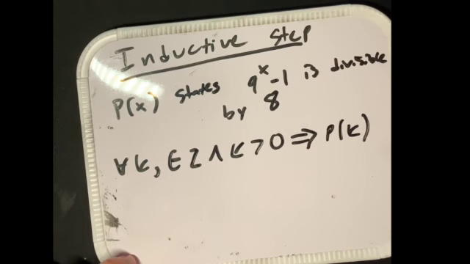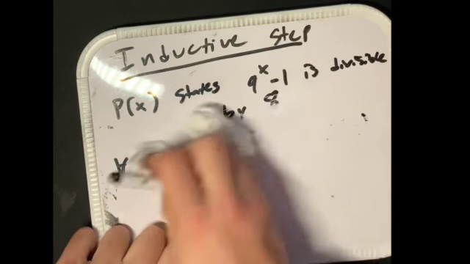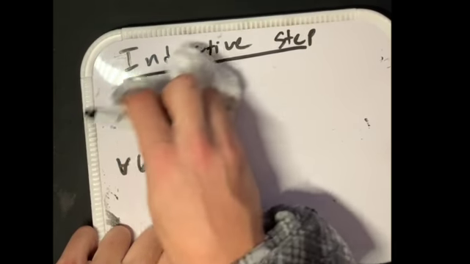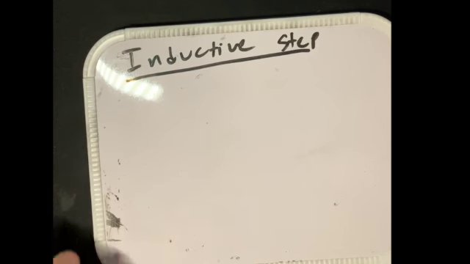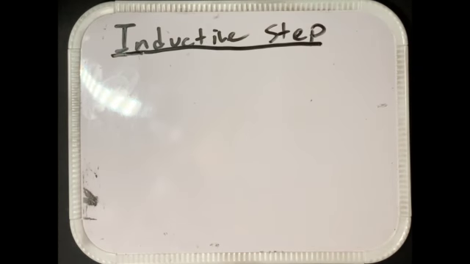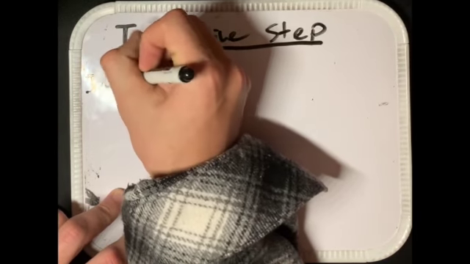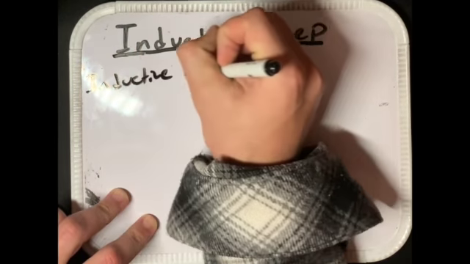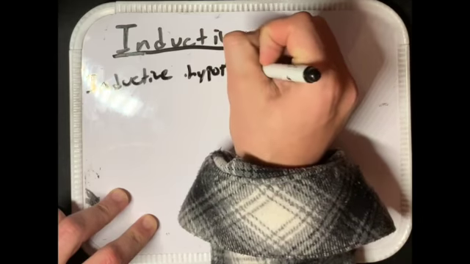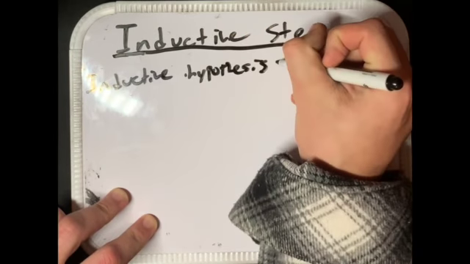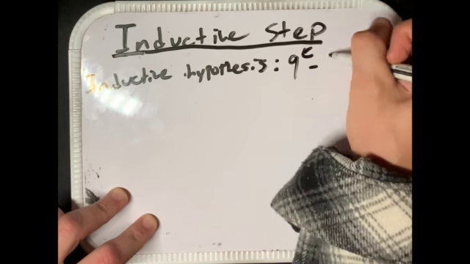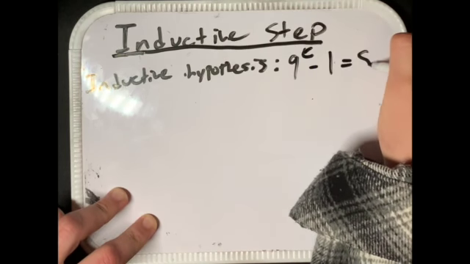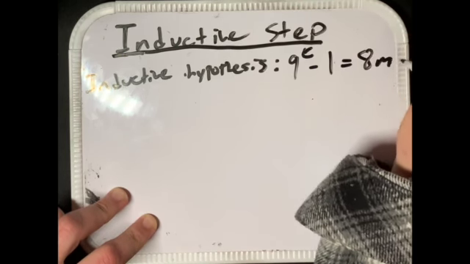So this states for any integer, or for any number k that is an integer and is greater than 0, 9 to the k minus 1 is going to be divisible by 8. So now we're moving on to our inductive step. For the inductive step, we have an inductive hypothesis, which is where we assume that for k, so 9 to the k minus 1 is divisible by 8, which we're going to denote as 8 times an arbitrary integer m.